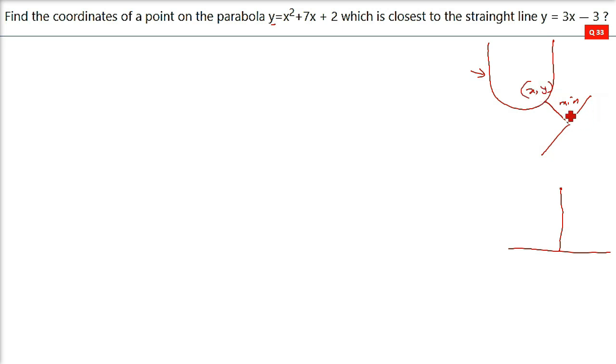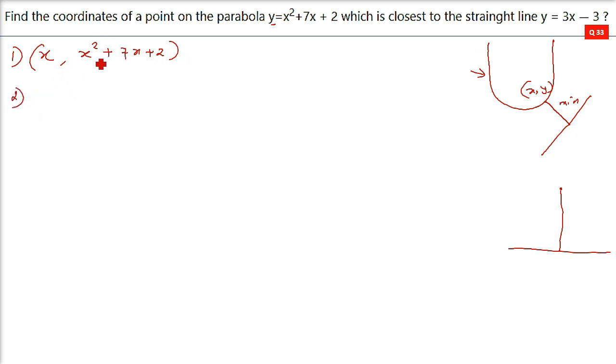So (x, y) is the point we are talking about, and this straight line. What will be y if you take it as x? You can take it as (x, y), but since the parabola equation is already given, why not use it? So if x is x, y will be what? y will be x square plus 7x plus 2. So these are the x and y points for the beginning.